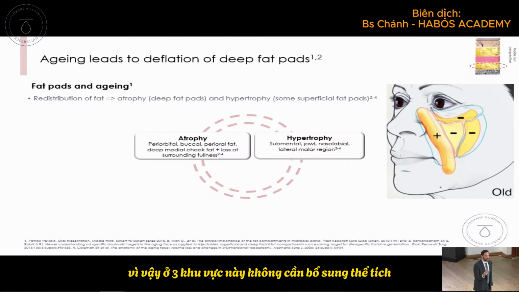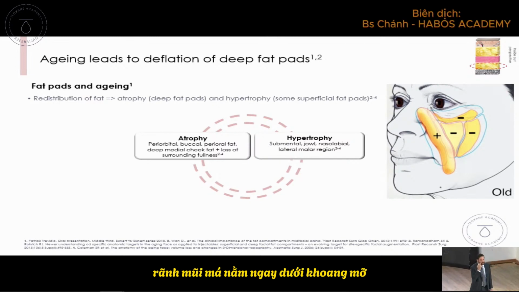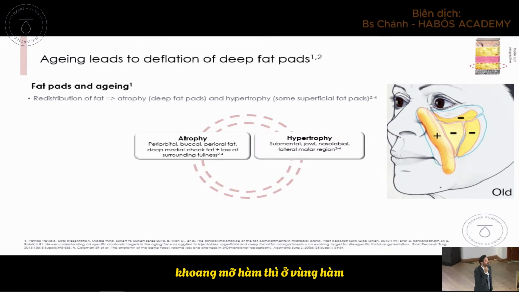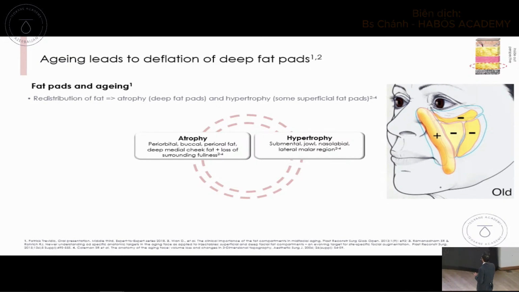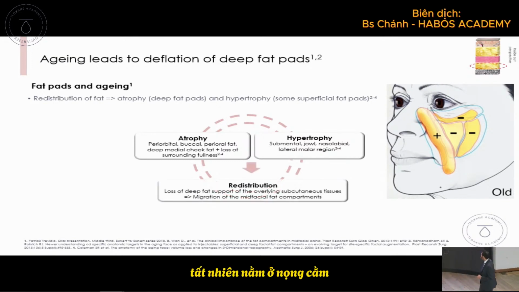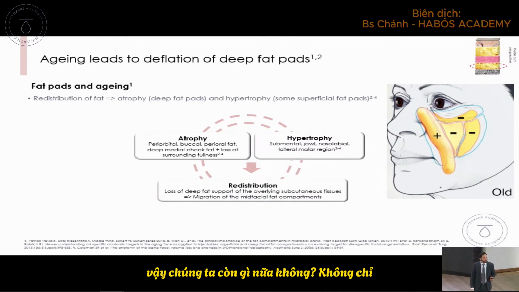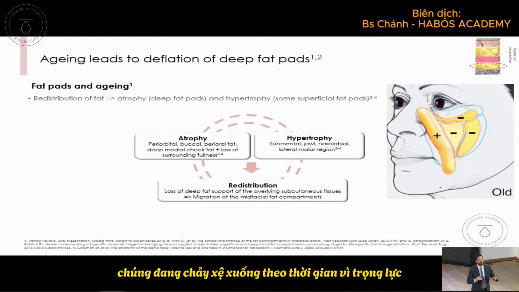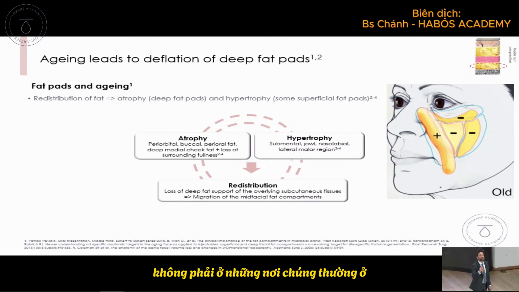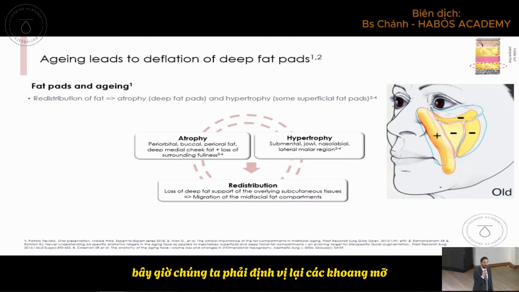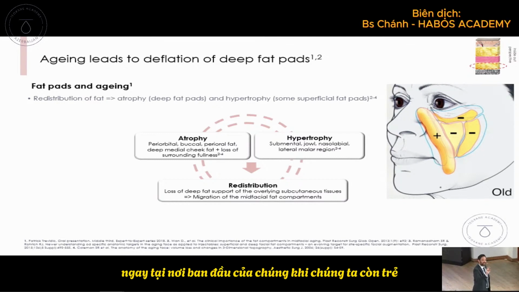So in 3 areas, we don't need replacements: the nasolabials directly, just in the fat pads, the jowling region, the jowl, and of course, the double chin area. So what else do we have? Not only are they going down with time because of gravity, we also need to replace volume in the right places, not in the places where they are now. We have to replace the fat pads just in their original places when we were young.